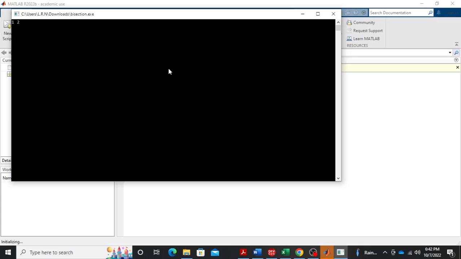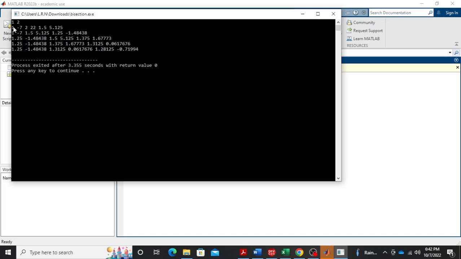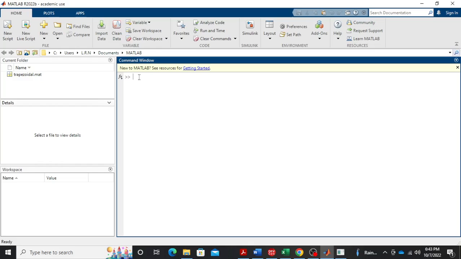So first we will run it with 1, 2. Here we have xn, fxn, xp, fxp, x new, and fx new. This program continues until 5 iterations: first, second, third, fourth, and fifth. The final x new is 1.28125. We will compare it with the root extraction function of MATLAB.